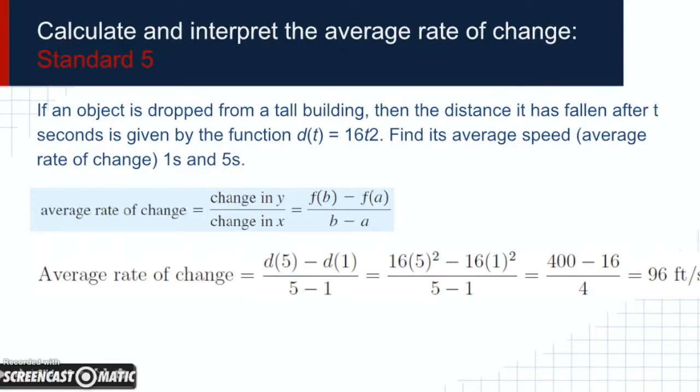Calculating and interpreting the average rate of change. If an object is dropped from a building, then the distance it has fallen after t seconds is given by the function d of t equals 16t squared. Find its average speed, or the average rate of change, between 1 second and 5 seconds. And highlighted in blue is a formula you will use, the average rate of change formula. So you plug in 5 as b and 1 as a. And then you plug in 16 as d, your distance, and you square it. And then you end up getting 400 minus 16 over 4, and that ends up equaling 96 feet per second.